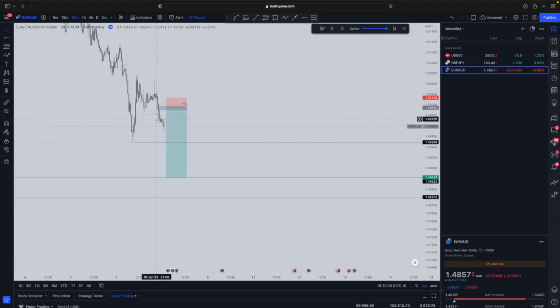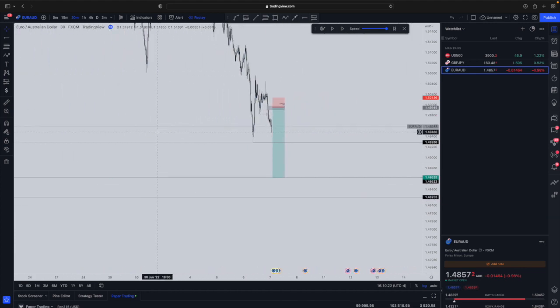So the draw on liquidity is where the orders are. What makes the most sense? Why would price want to push back down here to grab those orders, basically to take out those buyers?